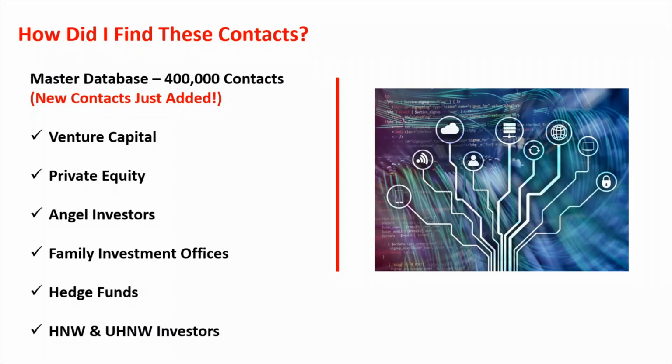So how do I find these contacts? I have a master database with 400,000 contacts, and this has just been increased from the 250,000 that I've been working on. And as we sit here in the middle of August 2023, the 400,000 contacts is going to be the database that I'm going to be working on for the rest of the year and into 2024. This includes venture capital, private equity, angel investors, family investment offices, hedge funds, high net worth, and ultra high net worth investors.